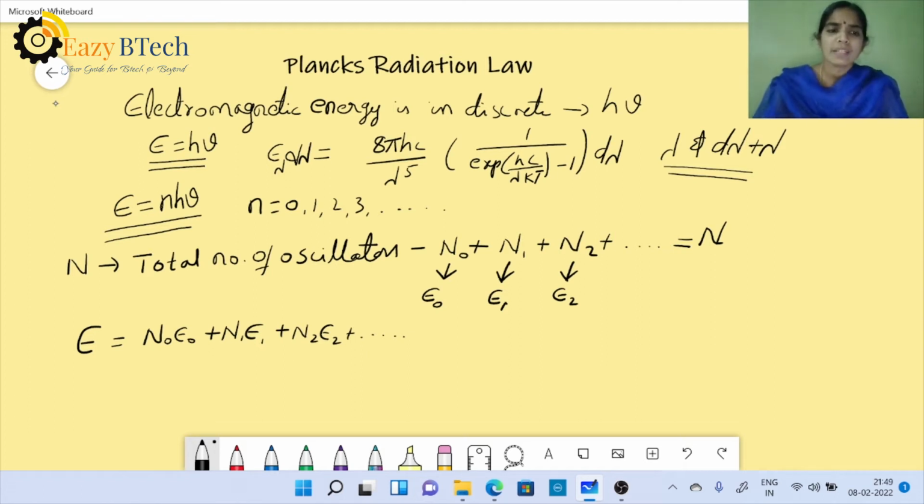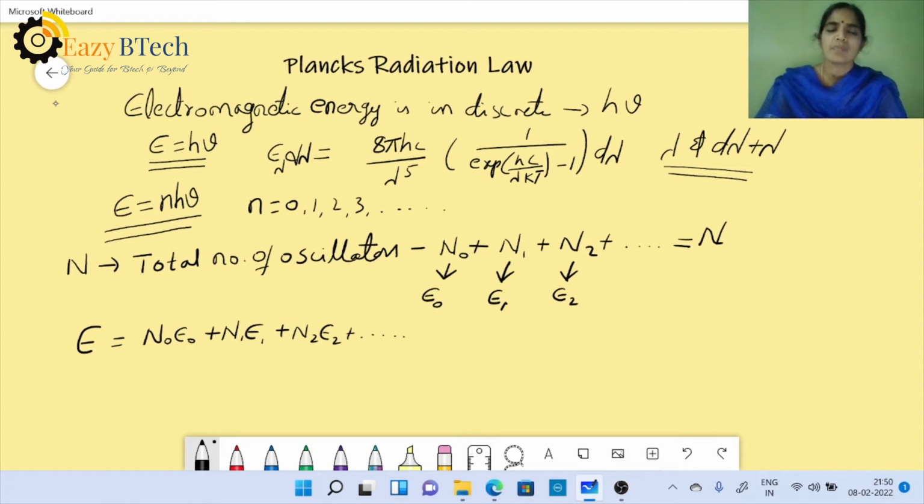So when I'm writing the expression here, as I said, E naught represents the energy possessed by N naught oscillators, E1 with N1. Here I'm using 1, 2, 3, they are nothing but integers. Having energy, E1 has h mu, E2 has 2h mu. If I go for the next one, E3 is 3h mu, E4 is 4h mu, etc.